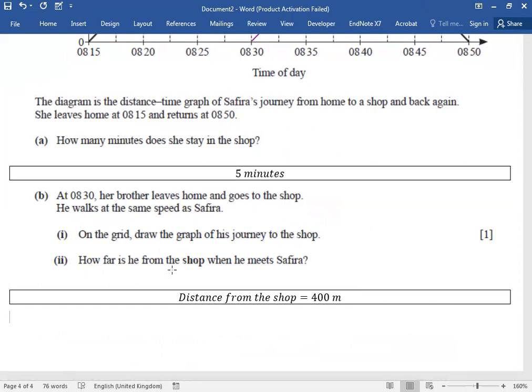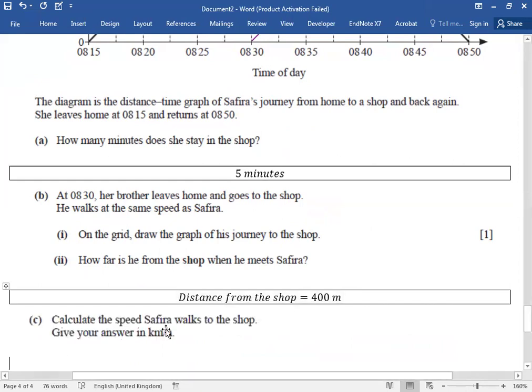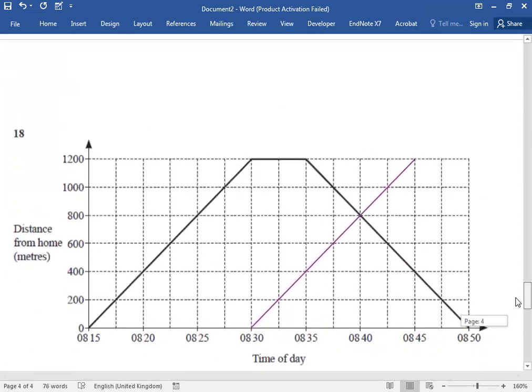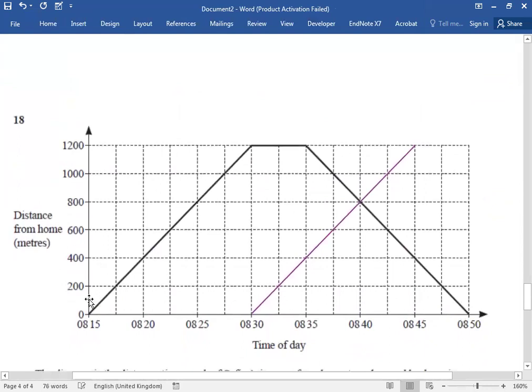Next, it's asking you to calculate the speed Safira walks to the shop in kilometers per hour. So to the shop, speed हम ले लेते हैं. Speed is distance upon time, a gradient of the graph basically when we are looking at the graph. How much distance did she travel? But we need the speed in kilometers per hour. So what's the smart thing to do? We should take distance in kilometers and time in hours.